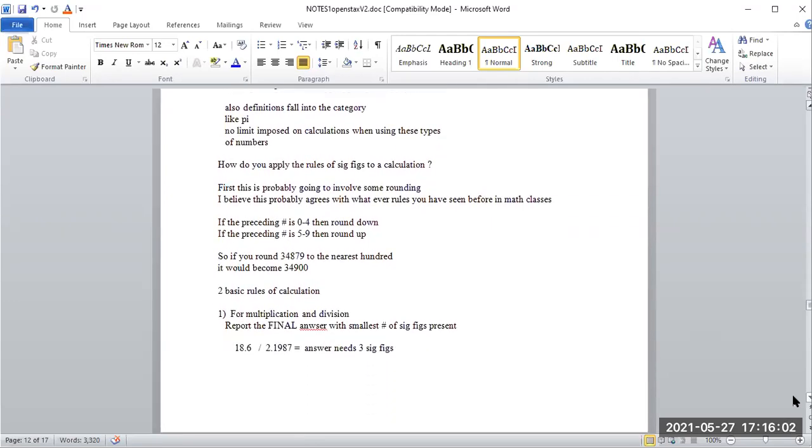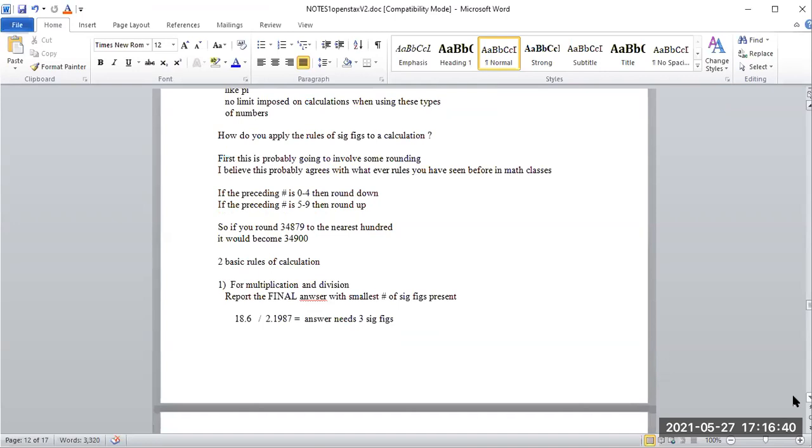All right, applying said rules to the math. Part of this does involve some rounding. We're going to use the same rules that most math classes use. Actually, I said preceding, maybe I should have said succeeding. If the number on the right-hand side is 0 to 4, you're going to round down. If the number is 5 to 9, you round up. So, standard rules of math.